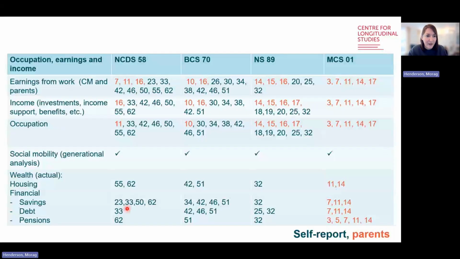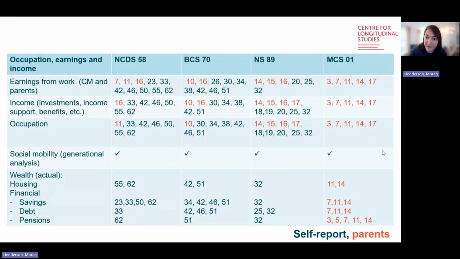We also have measures of wealth, an accumulation of valuable economic resources, so housing wealth, the combination of savings, debt, and pensions. And so the types of research questions that could be answered here are those life course socioeconomic trajectories.